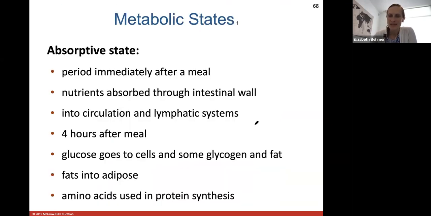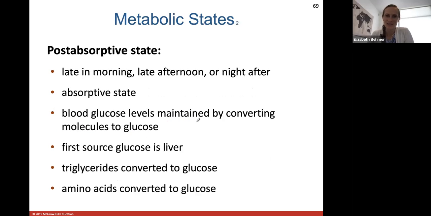The absorptive state is the period immediately after a meal when nutrients are absorbed through the wall of our intestines into either the bloodstream or the lymphatic system if it's a lipid. This usually occurs 4 hours after a meal, where glucose will go into the cells, some glycogen, some fat. Fat will go into adipose tissue, and amino acids will be used in protein synthesis.